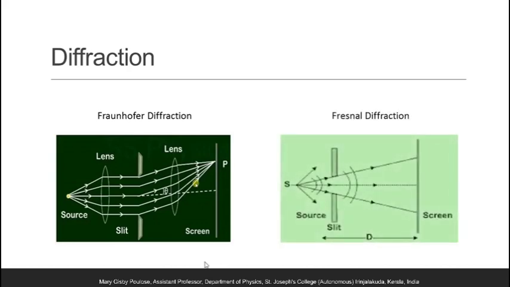Now, in the setup for Fresnel diffraction, we will not be using these convex lenses. The source light is placed in front of the slit, and the spherical or cylindrical waves from the source fall on the slit, and again it undergoes diffraction. The waves emerging from the slit will again be spherical or cylindrical depending upon the nature of the slit, and these wavefronts are viewed on the screen.